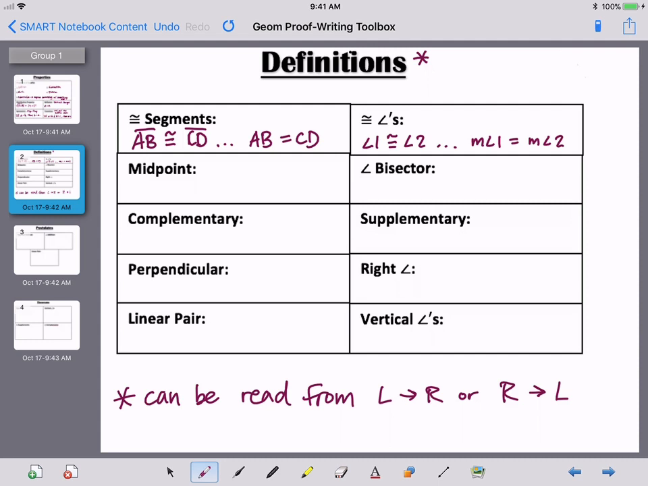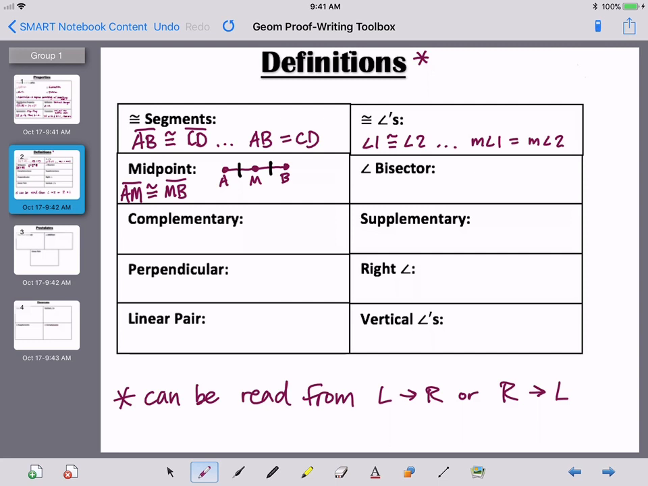For midpoint, let's draw ourselves a little picture here. So here I have segment AB, and we're going to put M right in the middle as the midpoint, which would tell us that this segment is congruent to this segment. So what we can conclude there is that AM, that segment, is congruent to segment MB.